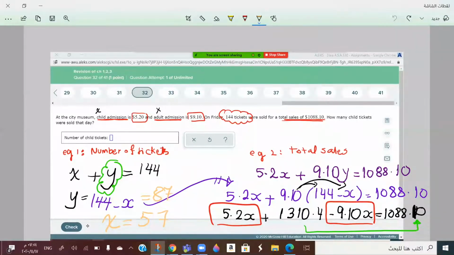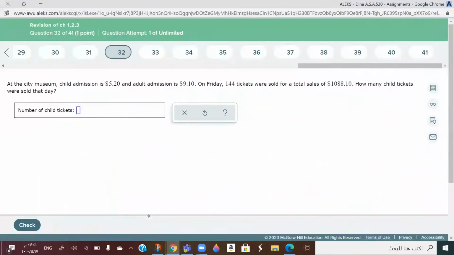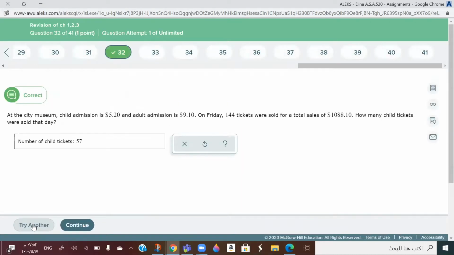Now let's go and see what ALEKS wants you to do. It just wants you to put the number of child tickets. So you will just put 57. That's it. When you are done, press check. And that's the end of this question.